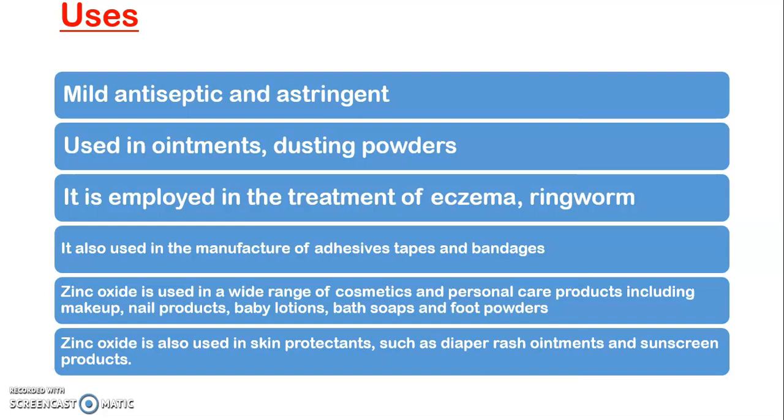Zinc oxide is used in a wide range of cosmetics and personal care products including makeup, nail products, baby lotions, bath soaps, and foot powders. Zinc oxide is also used in skin protectants such as diaper rash ointments and sunscreen products. It is used in normal skin lotions, for example calamine lotion. So in these formulations also this zinc oxide is used.